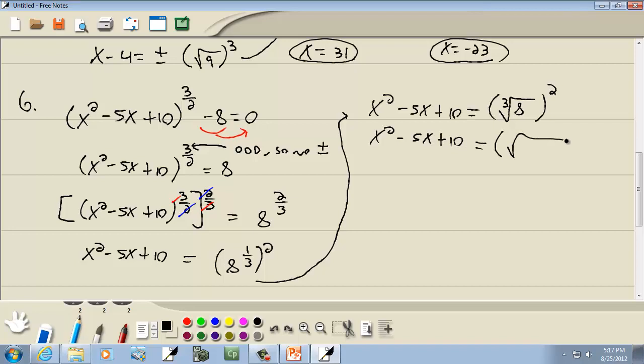Well, the cube root of 8 is 2 times 2 times 2. Now our index is 3, so we're looking for a set of 3 of something. So that 3 2's is going to come out as a single 2. So I got x squared minus 5x plus 10 equals 2, and then the second power is still on the outside. So I got x squared minus 5x plus 10 equals 2 squared, which is 4.